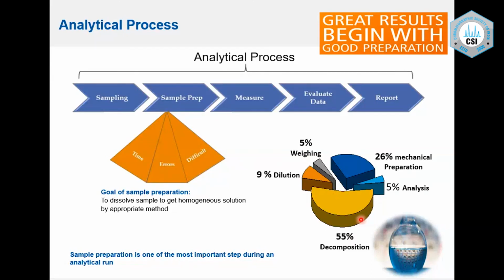And you should get a clear digestion solution, a clear solution, for more accurate results and better recovery of the analytes. Then on the instrument, you see almost 5% of the time is taken by the analysis on ICP-MS or any technique. And then evaluation of data: you need to see if there are any interferences, recoveries, and QC checks you do here, and then report preparation. This is the flow when you perform the analysis on AAS, ICP-OES and ICP-MS.